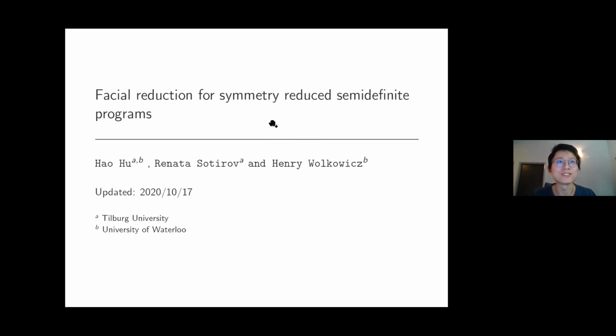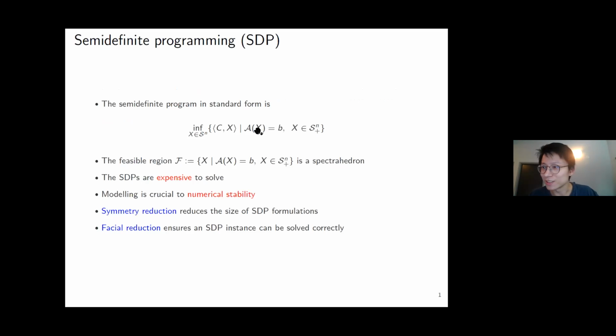For symmetry reduction. So let's start with a very short introduction about semi-definite programs. We're minimizing a linear function subject to some linear constraints, Ax equals b. What is special is that the matrix variable X is assumed to be positive semi-definite. And the feasible region of a semi-definite program is called a spectral hedron.